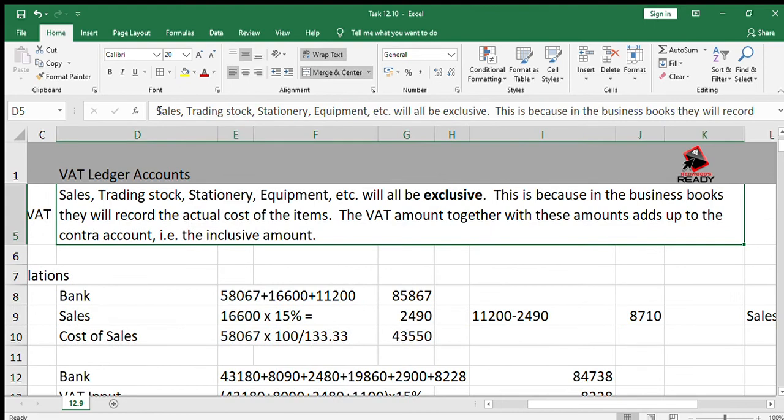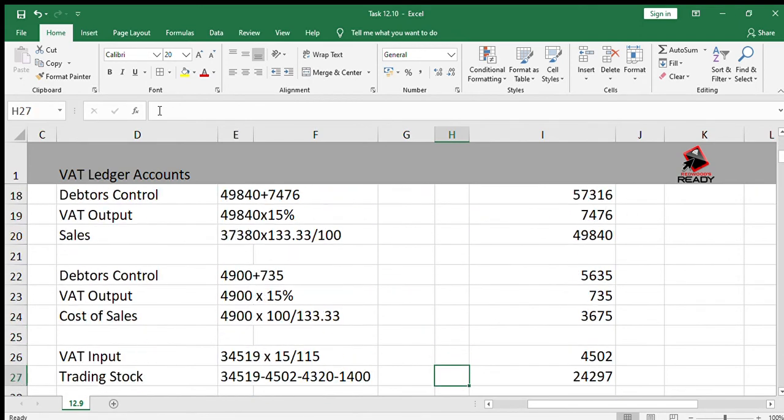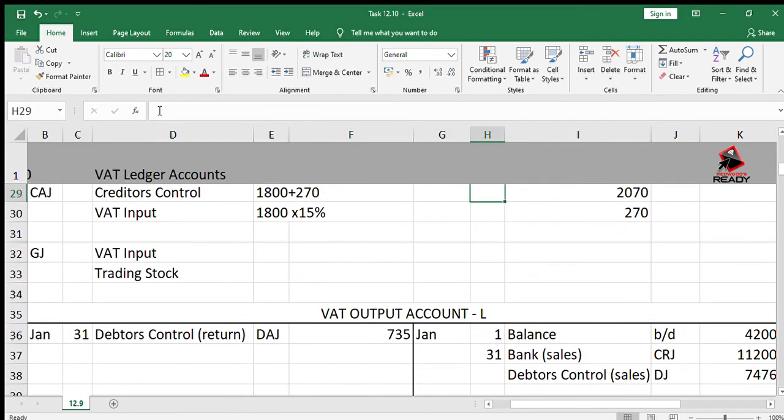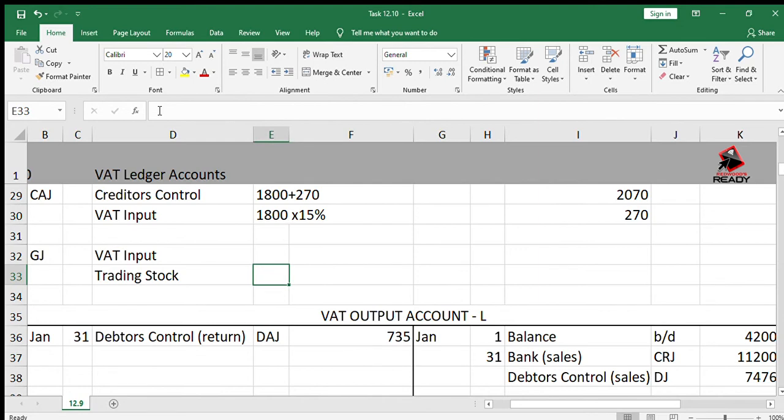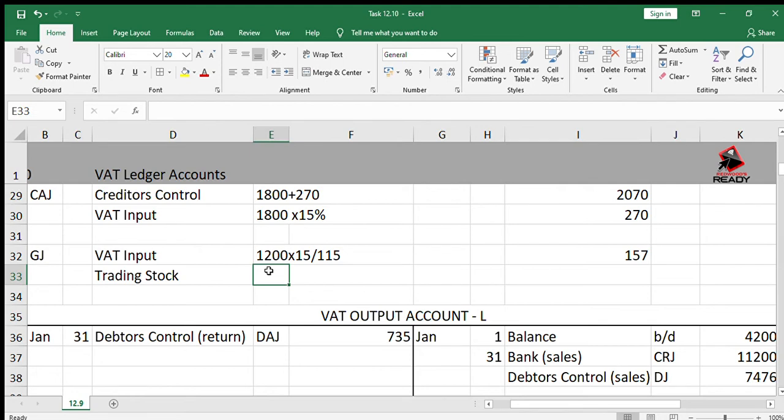Okay, then we've got the general journal as well. Now in the general journal, there are two figures which are missing. The one being the VAT input and the trading stock. So if you look at that transaction, it's a transaction for drawings. And if you look at my note on the top, we said that drawings always includes the VAT. So 1,200 includes VAT. We're going to extract the VAT from it. We're going to multiply by 15 over 115. Then the trading stock amount will be excluding VAT, so we're going to calculate 1,200 minus 157.